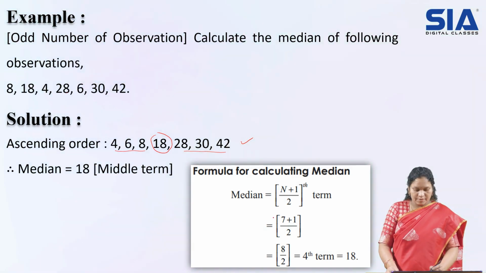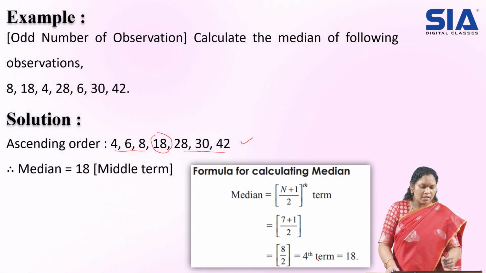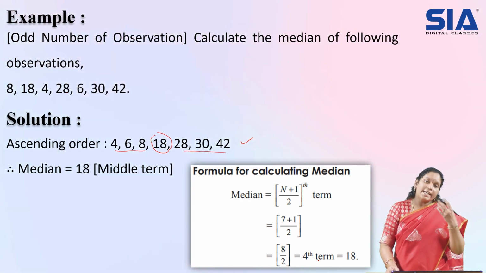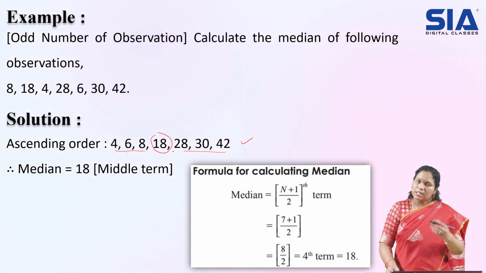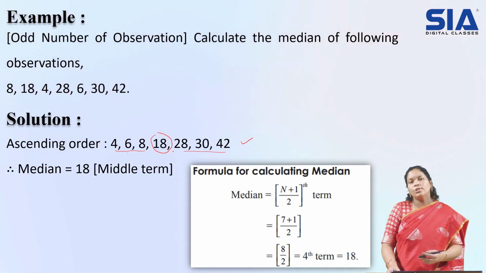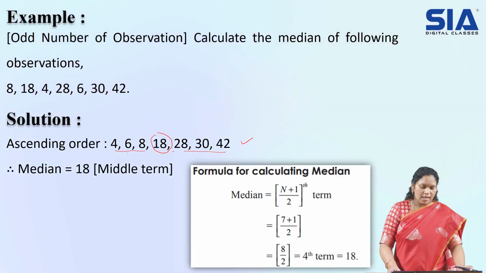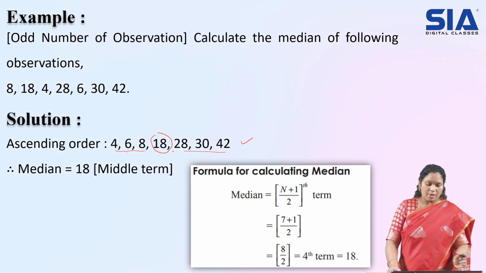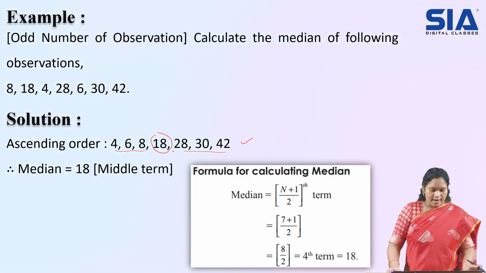Seven observations we have. 7 plus 1 by 2 is 8 by 2, which is the 4th term. 4 is not the median; the 4th term is what you have to consider, in the given data after arranging in ascending order. The 4th term in our data, counting 1, 2, 3, 4, is 18. Directly you can identify it, or through the formula, one and the same: the mid value becomes the median. 18 becomes the median for us. That is how we find the median for odd data.